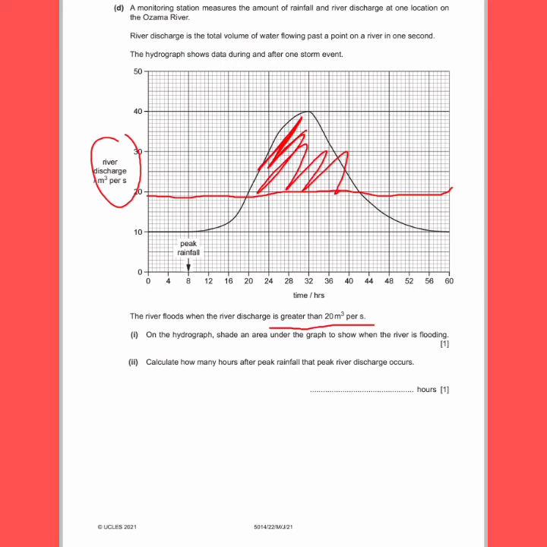Then they're asking you to calculate how many hours after peak rainfall the peak river discharge occurs. So you have peak rainfall here at 8 hours. We know that this point here is the peak discharge, and it's occurring at 32 hours, right? So after how much time of peak rainfall is it occurring? 32 minus 8, and that will give you 24, okay?